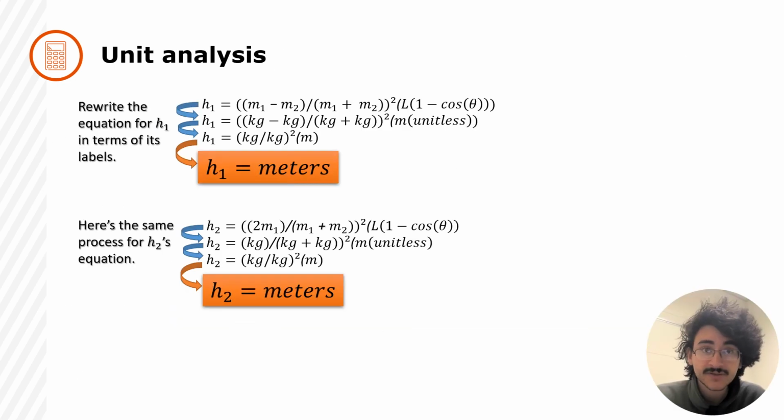As part of checking our work, I'll examine the units of our equation to see if we get the expected value, which should be meters. We can rewrite the equation we have for our height equations in terms of their labels. We can then simplify the labels, which will tell us the SI unit of the result from our equation. Thankfully, the two equations simplify to meters as their SI unit, which is the expected unit for height.